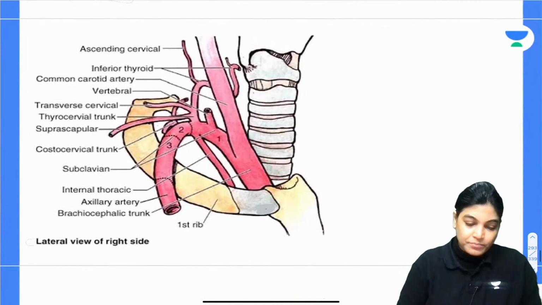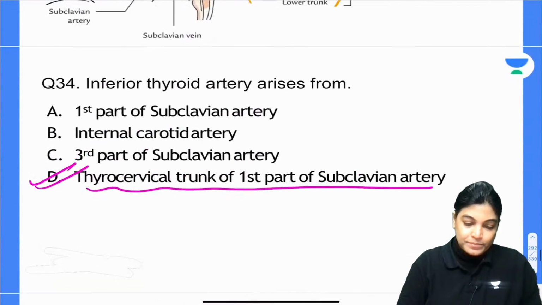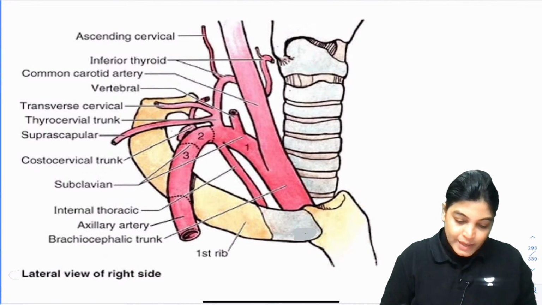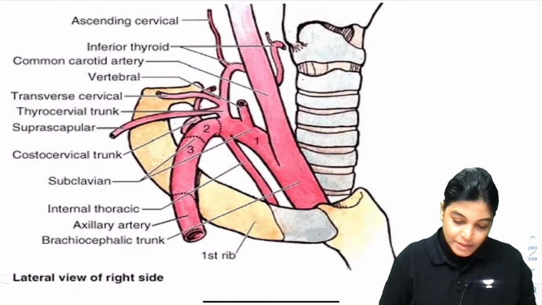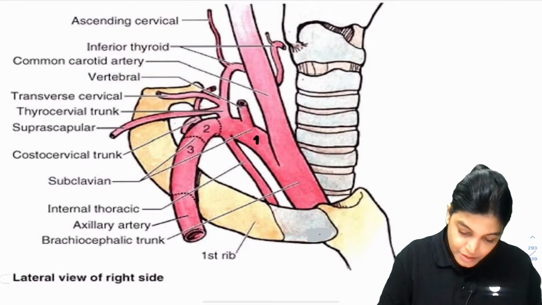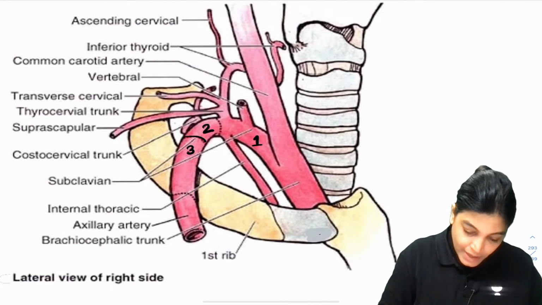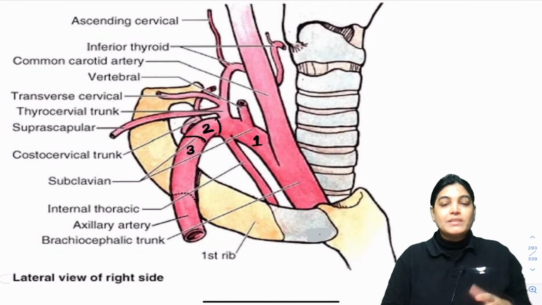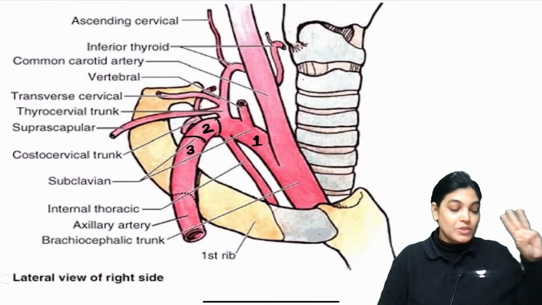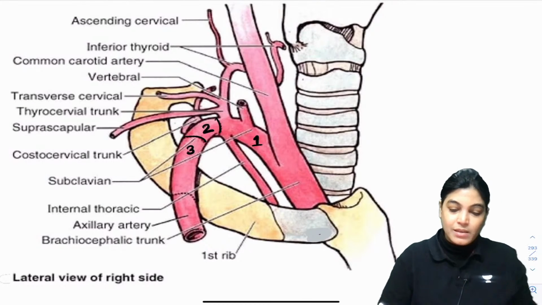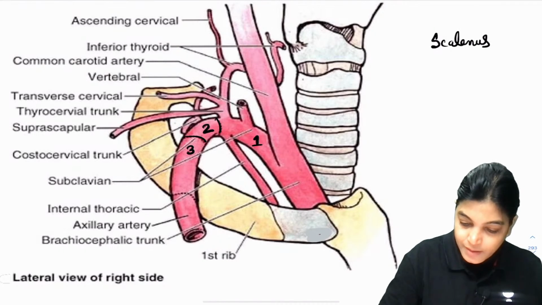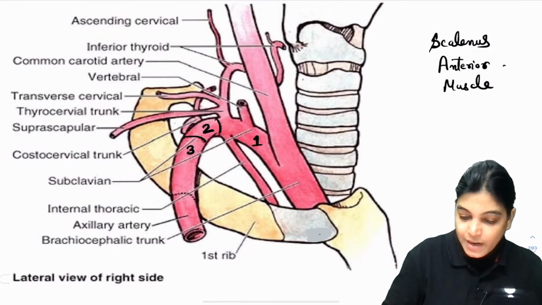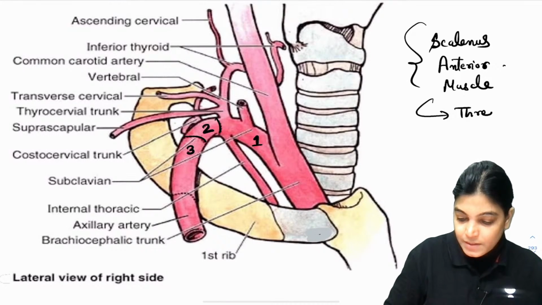So, see this diagram. Inferior thyroid artery. Let me just highlight it. You can see here it is written first, second and third. Why? They are dividing the subclavian artery into 3 parts. We know that the subclavian artery is divided into 3 parts by which muscle? Scalenus anterior muscle. The scalenus anterior muscle divides the subclavian artery into 3 parts.